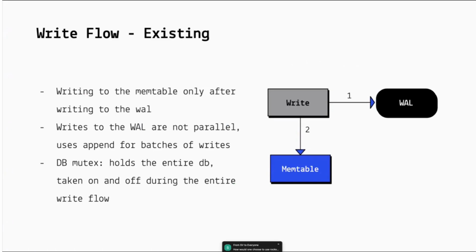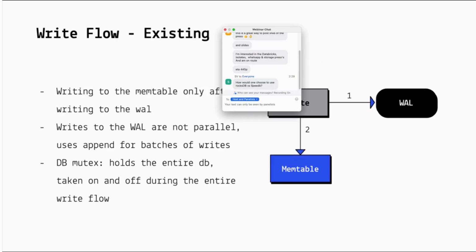We started to look at the write flow, and we found that there are 3 areas that we can improve. The first one is that writes are first written to the WAL before they're written to the memtable, for consistency reasons. The second issue is that when writing to the WAL, it currently uses append writes, so it can only write a single write batch at a time. And the third issue that we found is that there are many times that the DB mutex is taken on and off during the entire write flow.